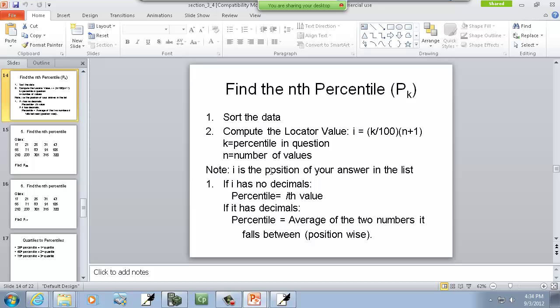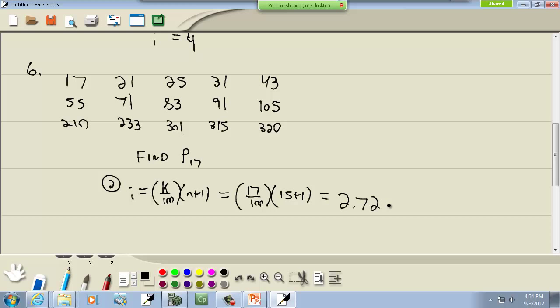Now this is the position of the answer in the list. But here we have decimals, and it says the average of two numbers it falls between, position-wise. Well, this is our 2.72 position in our list. We don't have a 2.72 position. We do have a second position, here's our second position, and we also have a third position. If we think where 2.72 falls, it falls in between these somewhere.